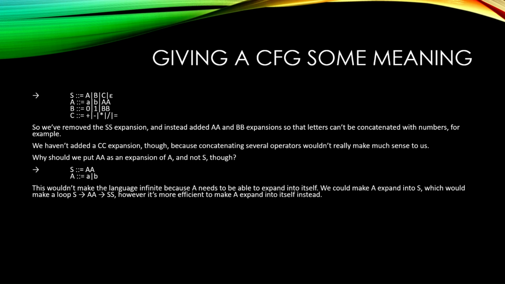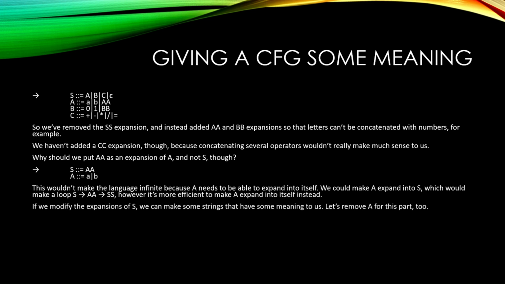So we could make A expand into S. Currently A can expand into terminals A or B. If we add a possibility to make it S, then this would make a loop. So S could go to AA, which could go to SS. But it's more efficient to make A expand into itself instead.